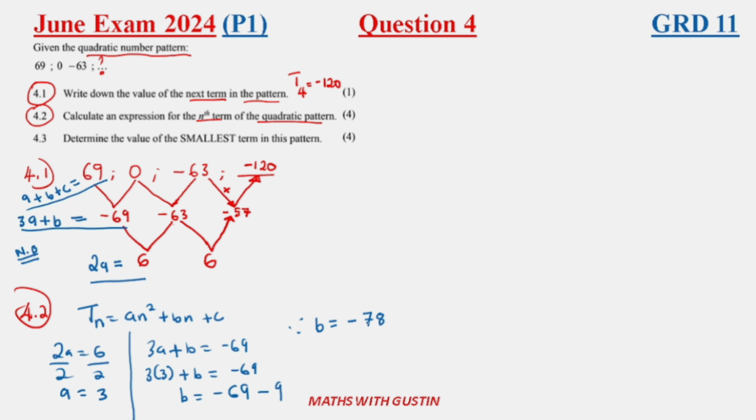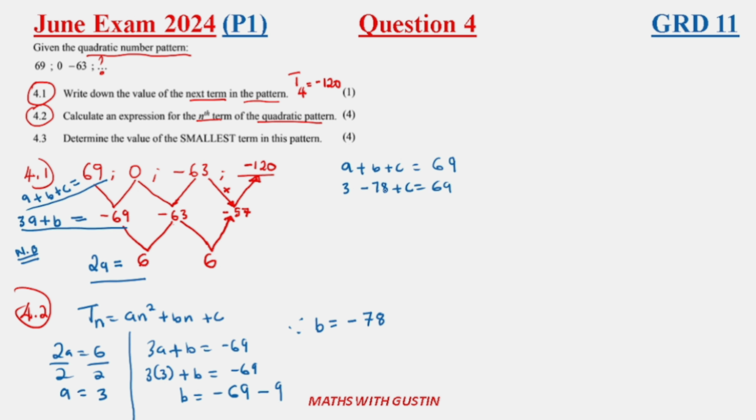Okay, am I right? Great stuff. Then you come here, continue, and we need to find A plus B plus C is equal to 69, which is the first term of the pattern we're given. So we already know what A is. A is 3, and B is negative 78, plus C is equal to 69.